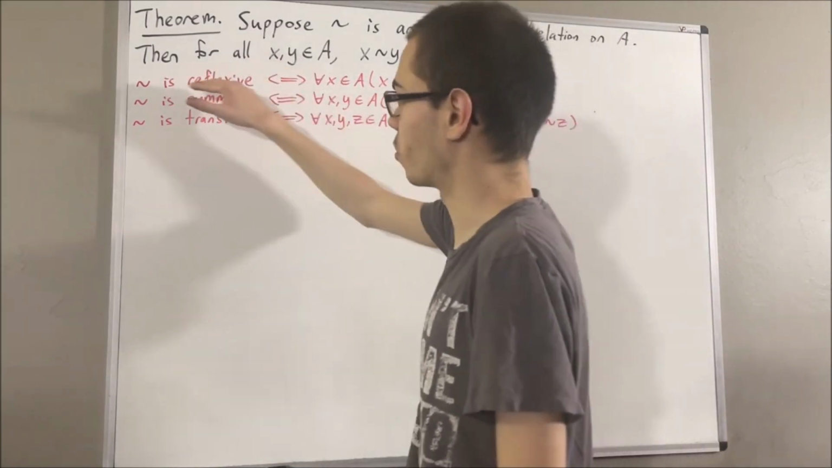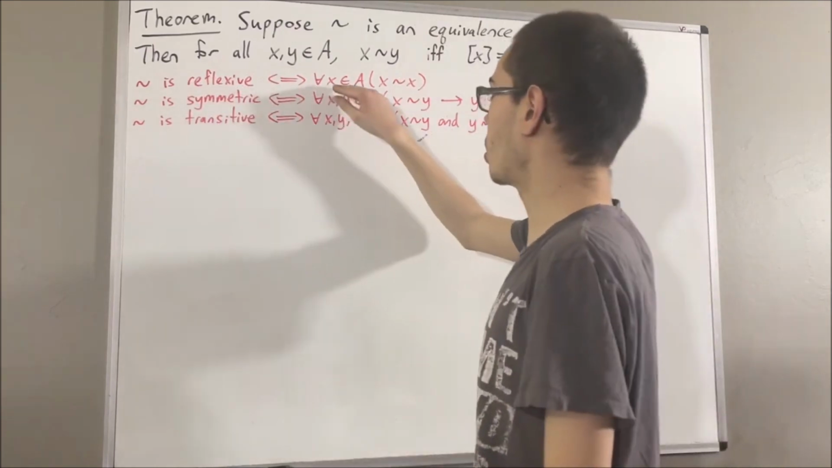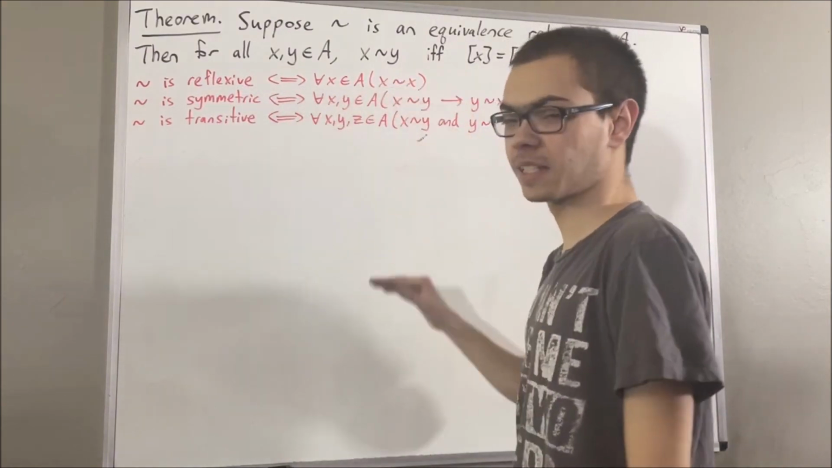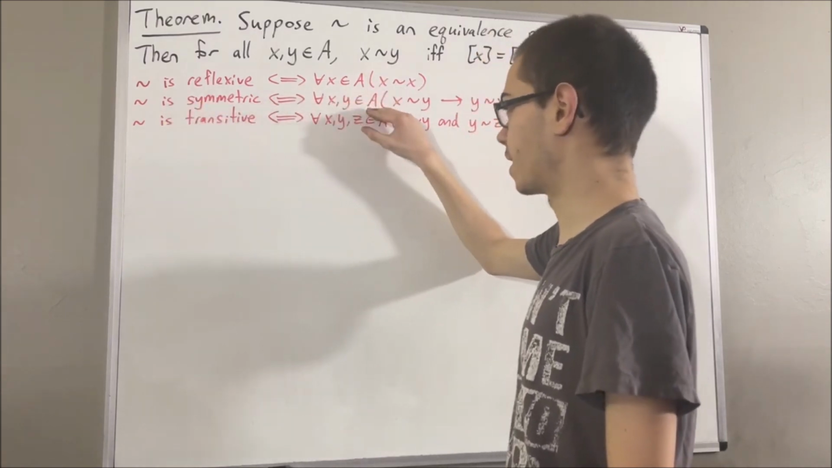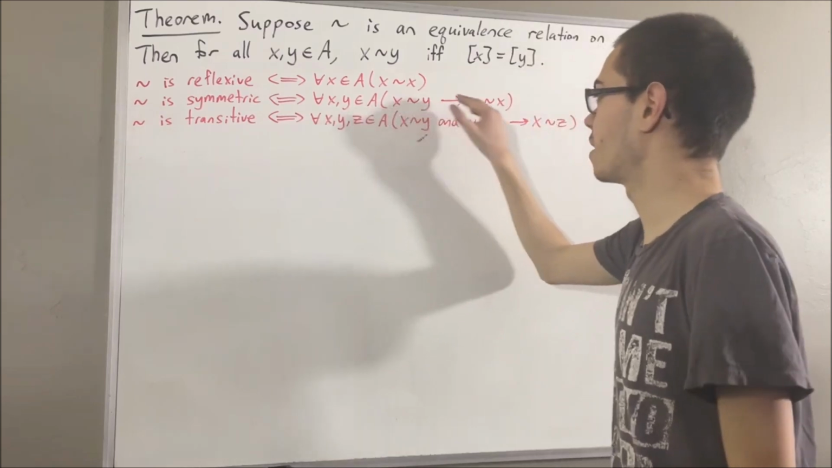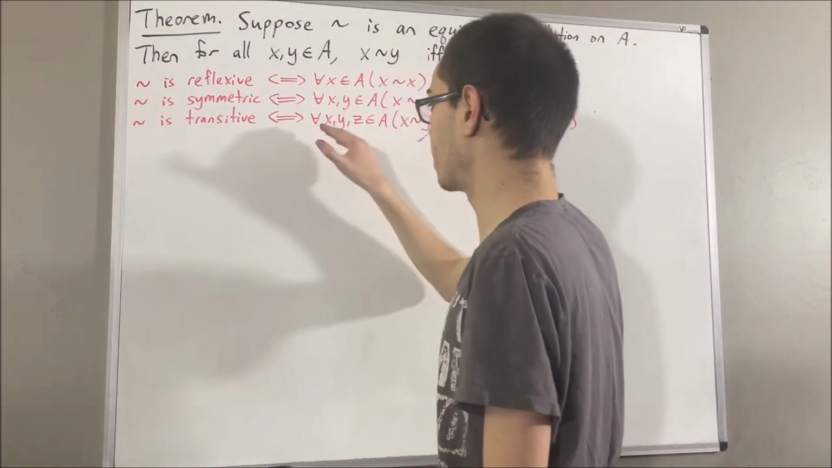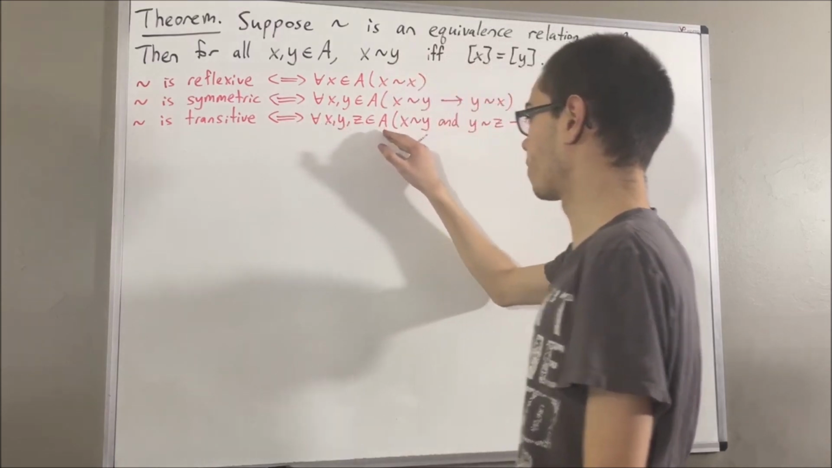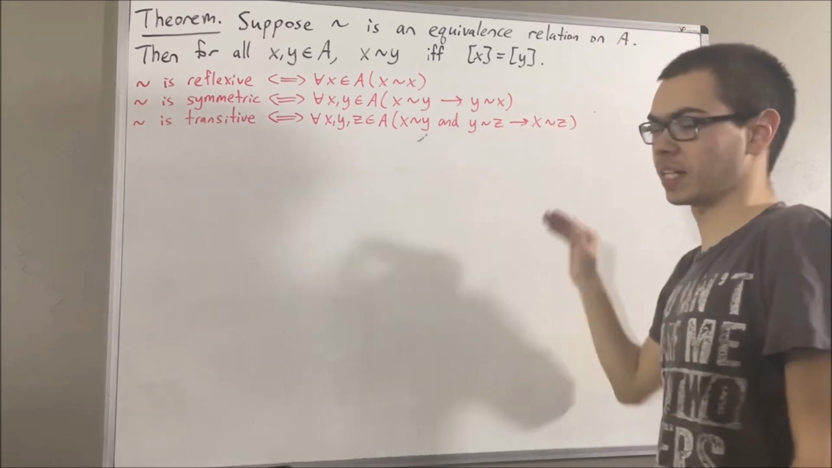Since tilde is reflexive on A, this means for all x in A, x is related to x. Since tilde is symmetric, this means for all x and y in A, if x is related to y, then y is related to x. Since tilde is transitive, this means for all x, y, and z in A, if x is related to y and y is related to z, then x is related to z.